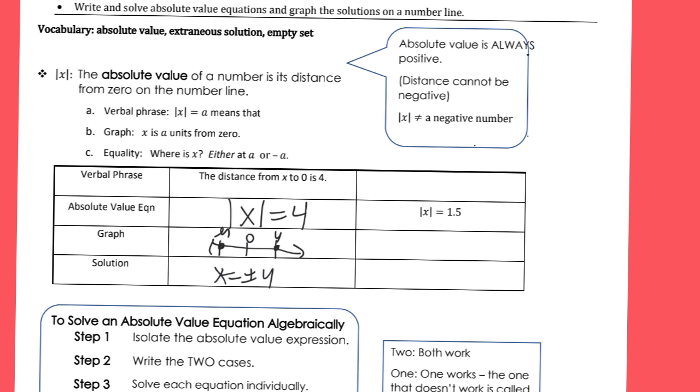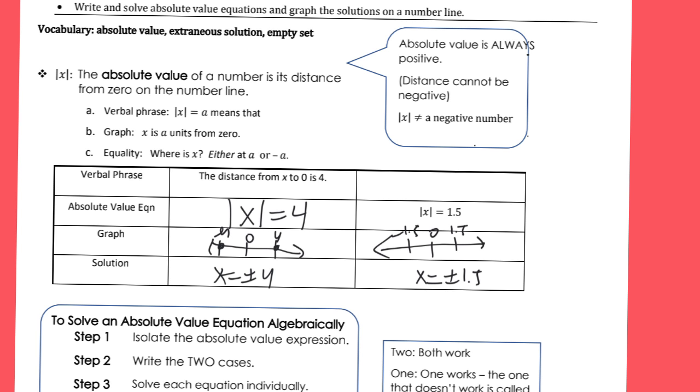And you can have a decimal as an answer as well, or a fraction. Where would you stand if you said that your distance from 0 is 1.5? Well, you would stand at 1.5, or you could stand at -1.5. And either way, you can write x equals plus or minus 1.5 to be fast.